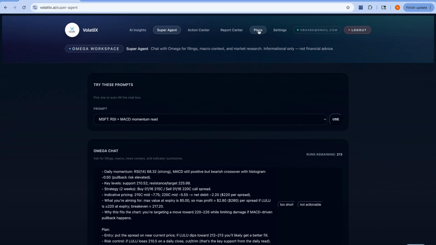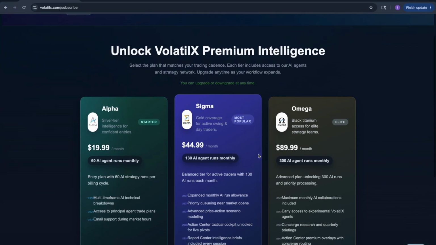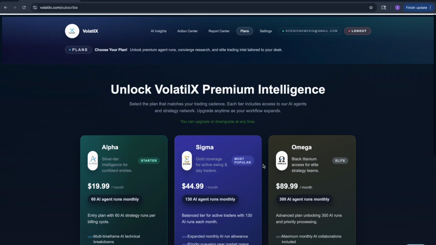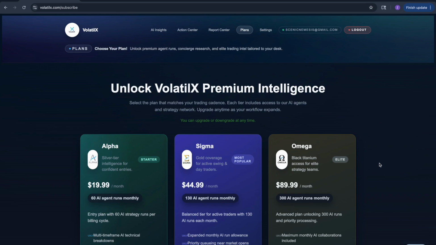We offer different plans with varying levels of access and varying price points based on your needs, as well as a starter trial to get started. You can switch between plans at any time.